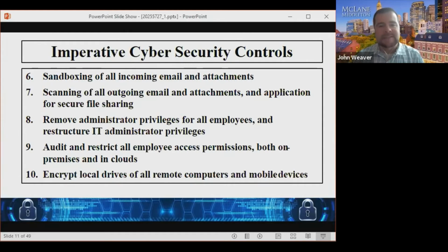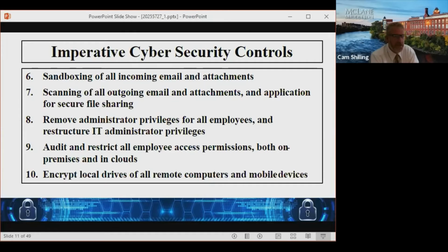The opposite of that, number 7, is scanning of all outgoing email and attachments, and an application for secure file sharing, which ensures that you're not sending anything malicious out. By scanning outgoing email attachments, you're not going to send anything to other parties that could be malicious to them, thereby inviting possible liability to your organization for what you've sent them. A great way to do that is an application for secure file sharing, which allows you to share documents securely without there being a danger of those being passed on or possibly grabbed in mid-transit.